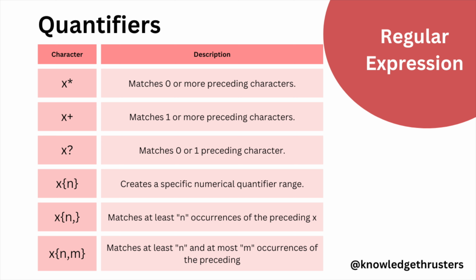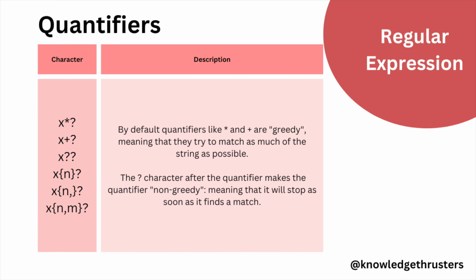Here n comma means at least that number of times, or more than that. And last, n comma m means at least n times and not more than m times, so it's basically a range that is created. By default, quantifiers are greedy, so they will match as much of the string as possible. If we want to limit them, we need a question mark at the end, which will make them non-greedy, so it will stop at the first match.